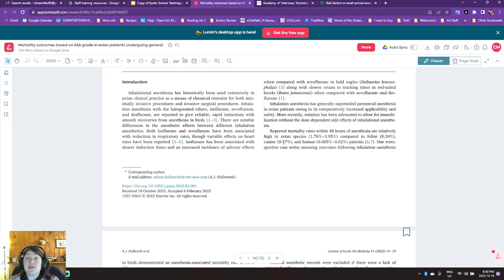So isoflurane is pretty well tolerated in birds because birds have a really vast respiratory surface in their bodies because of their unique respiratory system.